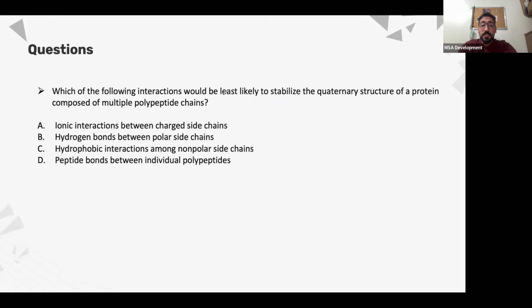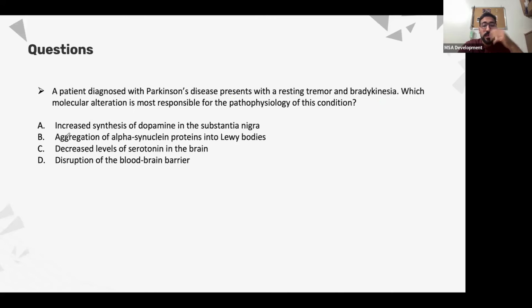Now, which of the following interactions would be least likely to stabilize the quaternary structure of a protein composed of multiple polypeptide chains? Least likely to stabilize is the peptide bonds, right? However, the main stabilization happens by the R side chains, which is ionic, hydrogen, and hydrophobic, and hydrophilic, and other interactions.